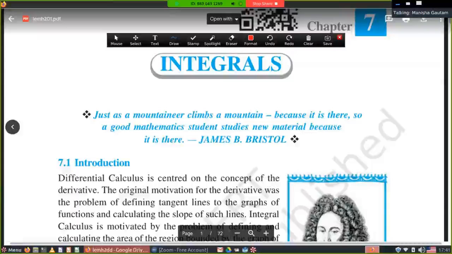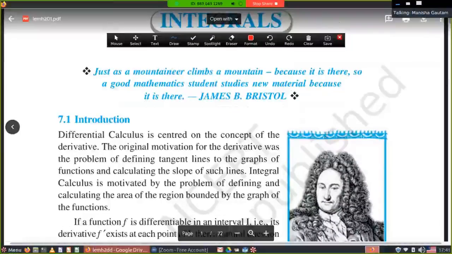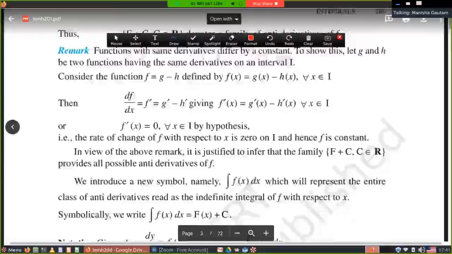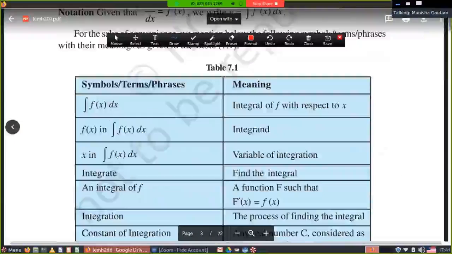Now what is the sign of integration and what is known as the function inside the sign? Let's see first. Here is table number 7.1. In this table, as it is written, we are doing chapter 7, integrals. The integration sign is this one. This is the sign of integration. Here it is written, this is the integration of function f(x) with respect to x.